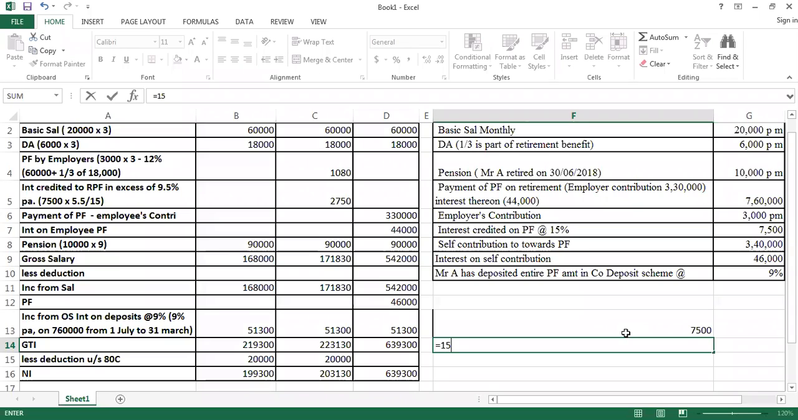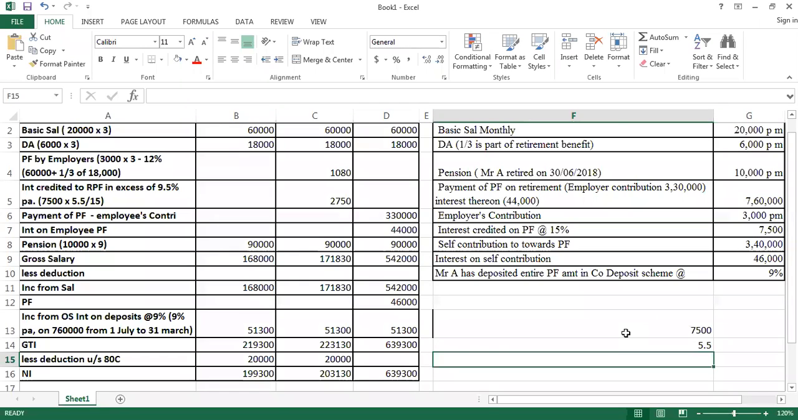He has received interest at 15%. Government has set a limit of 9.5%. So how much extra interest is he receiving? He is receiving an extra interest of 5.5%. So on this 5.5%, we are going to charge him the tax, right? Now, how do we make the calculations?